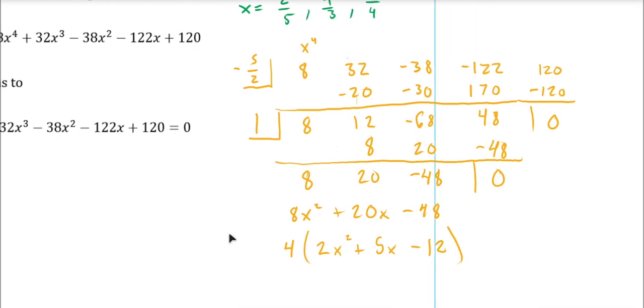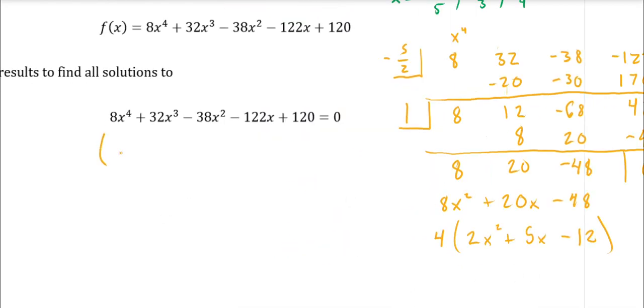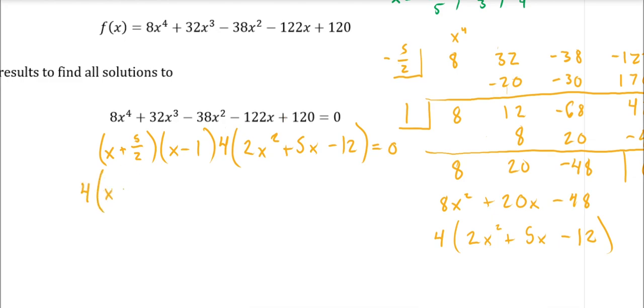So let's digest what we've just learned. This quartic polynomial could be factored with the following terms: x plus 5 halves, x minus 1, corresponding to our given roots. And now we've just learned there would be a 4 times 2x squared plus 5x minus 12, and that's all equal to 0. Now, we could take this 4 and distribute it in here, maybe 2 of it in each, to clean up this part, but it's not really necessary. What's necessary is to factor this thing that remains. So I'm just going to pull my 4 up front and ignore that for a moment.